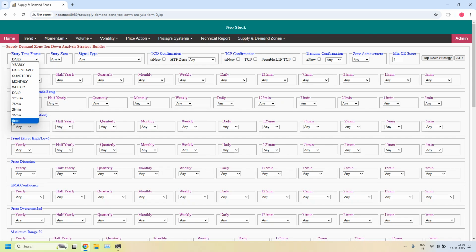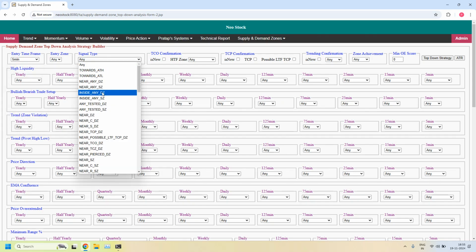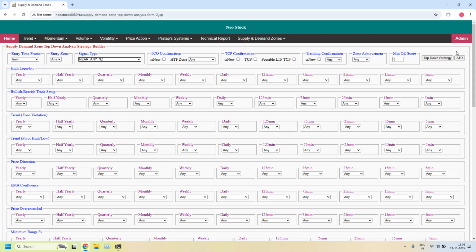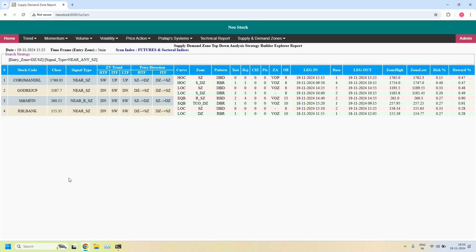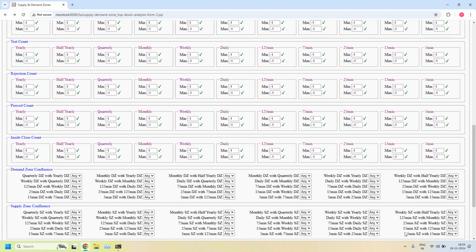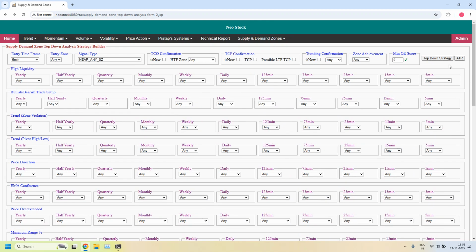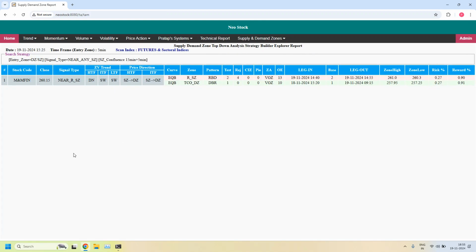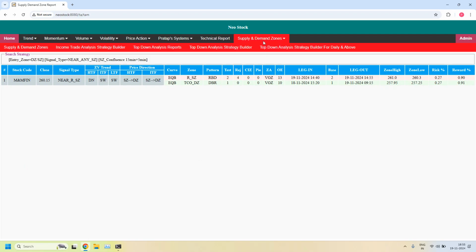Next, for 5 minutes time frame, let's find the stocks near 5 minute supply zone. We got 4 stocks. Let's verify how many of these stocks are having ITF supply zone confluence. That is 5 minute supply zone with 15 minute supply zone confluence. Enable the filter. With this filter, we got only 1 stock. Okay, this is about stocks near demand and supply zones.